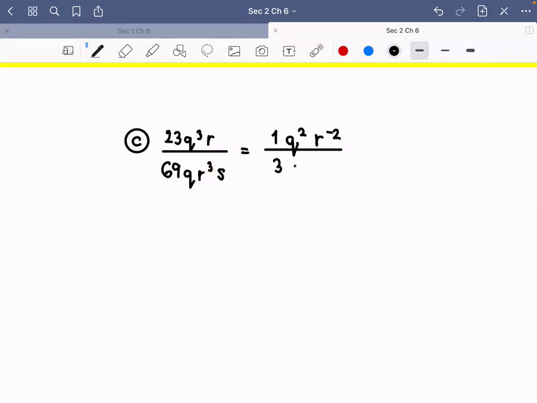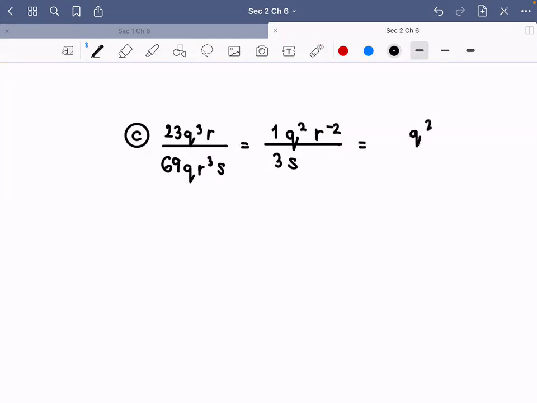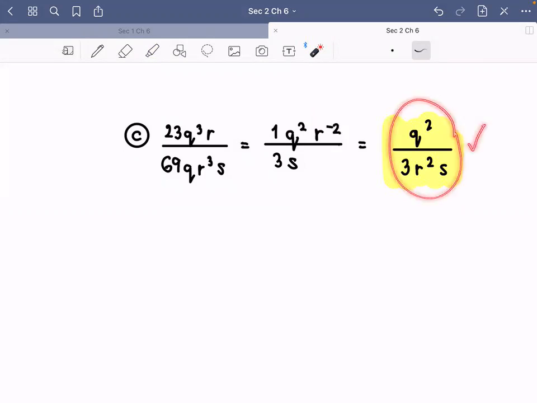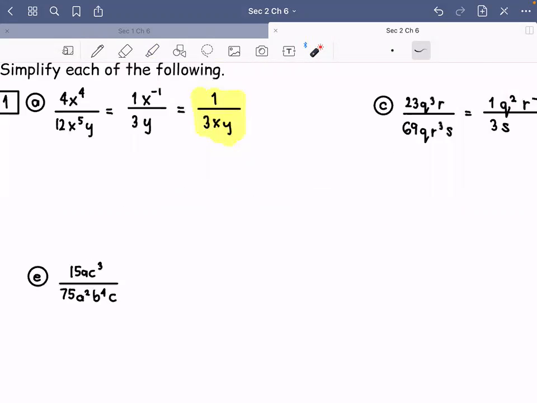So our final answer here is q squared, and then what happens with r squared? R raised to negative 2. So we just put it back here in the denominator. So this is 3r squared and then s. Okay, so that's your answer for letter C. Take note of this, class. I omitted 1, so I removed 1. But we know that there's still 1 there. But in algebra, we don't need to write this. And then again, since we have a negative index, we should move this to the denominator. So therefore, this is your final answer. And then letter E.